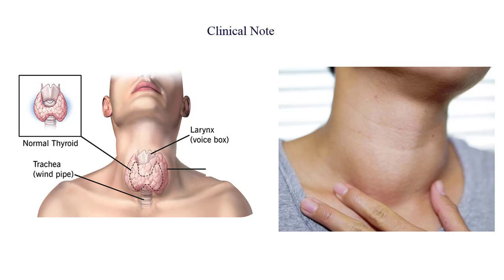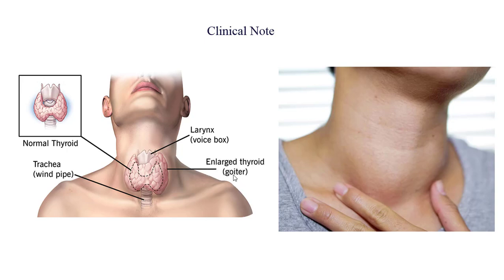Normally, our thyroid gland is a small and not very noticeable structure in our neck. But just like any organ, things can go wrong, like this. Can you guess what's going on here? This is a picture of goiter.